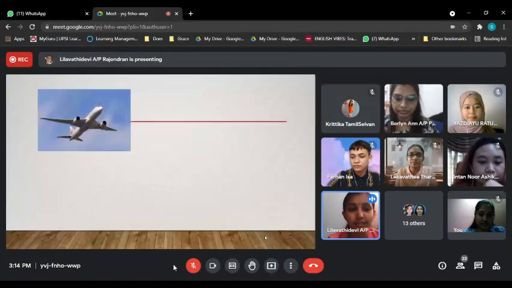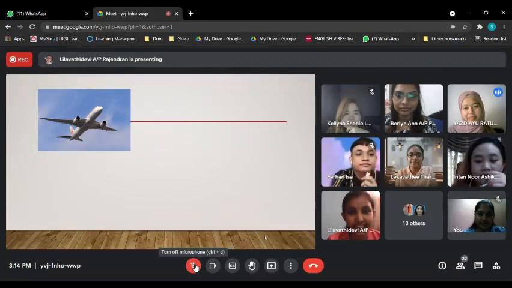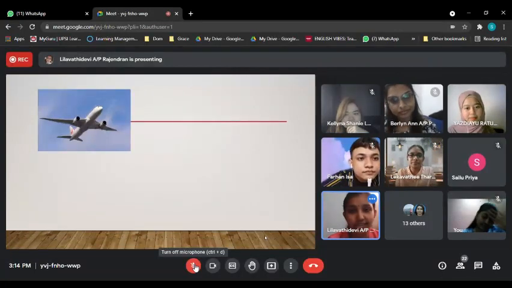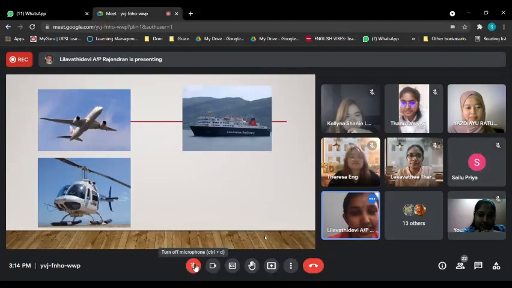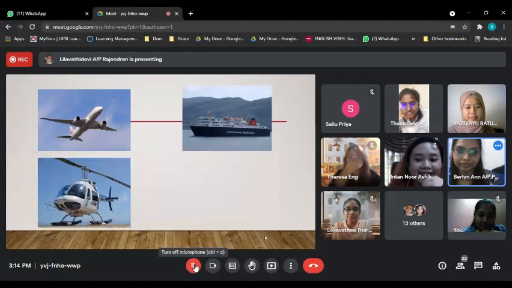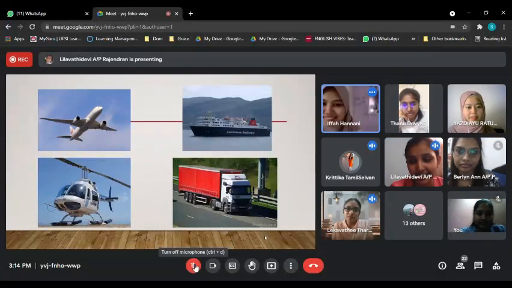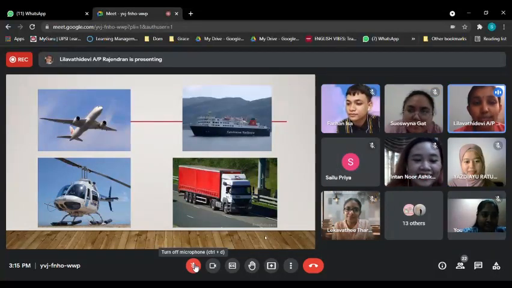This is the first picture. What is it? It's an aeroplane. So next picture. It's a ship. Okay, moving on. It's a helicopter. And finally, a lorry.